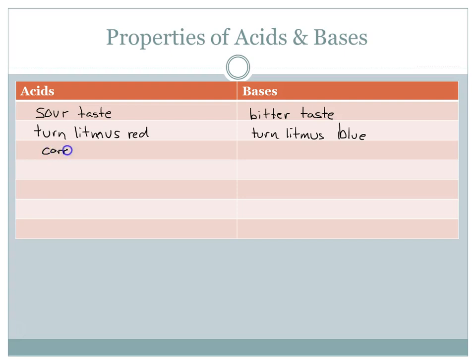Acids have a tendency to corrode metal, so they can eat through metal. Bases have a slippery feel to them. And again, think of soap. That helps you realize what's going on there. Acids have a low pH, so numbers 1, 2, 3, 4, that's how you know if it's an acid. Bases, on the other hand, will have a high numbered pH, so their pH will be greater than 7, 7 of course being neutral.